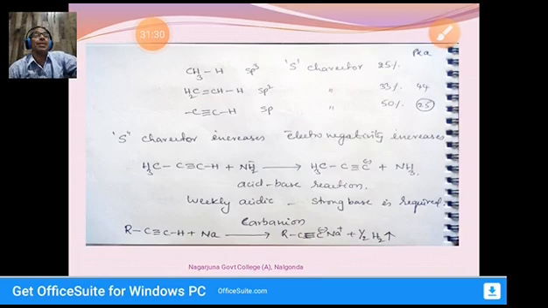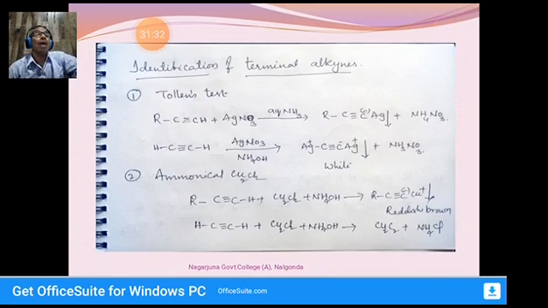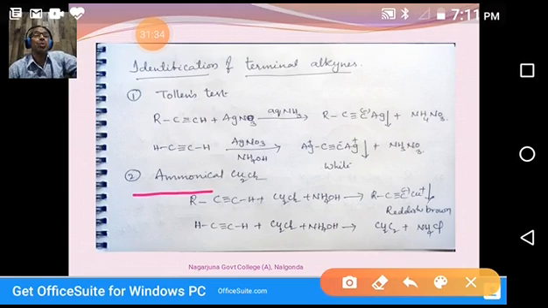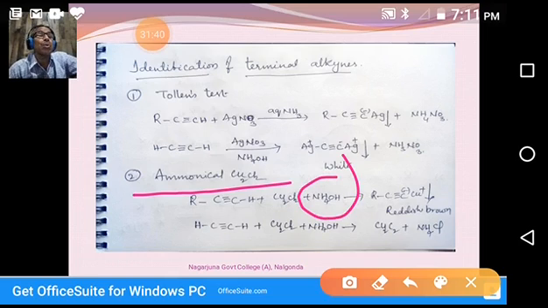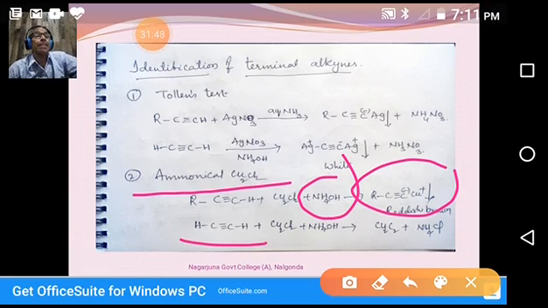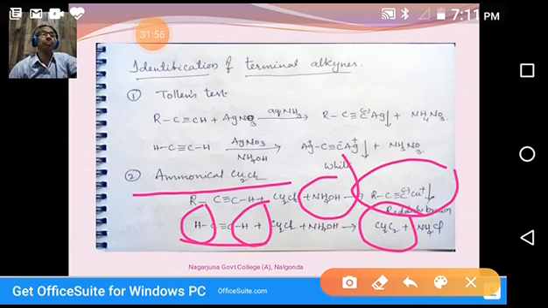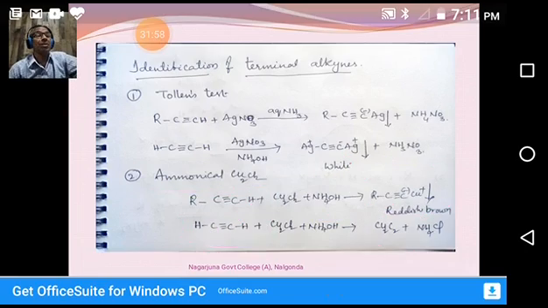One more example: ammoniacal cuprous chloride, Cu2Cl2. This Cu2Cl2 in the presence of ammonium hydroxide also gives a cuprous salt, a reddish brown precipitate. Acetylene also gives this type of precipitate. These two hydrogens are replaced by copper. We call these copper acetylides.